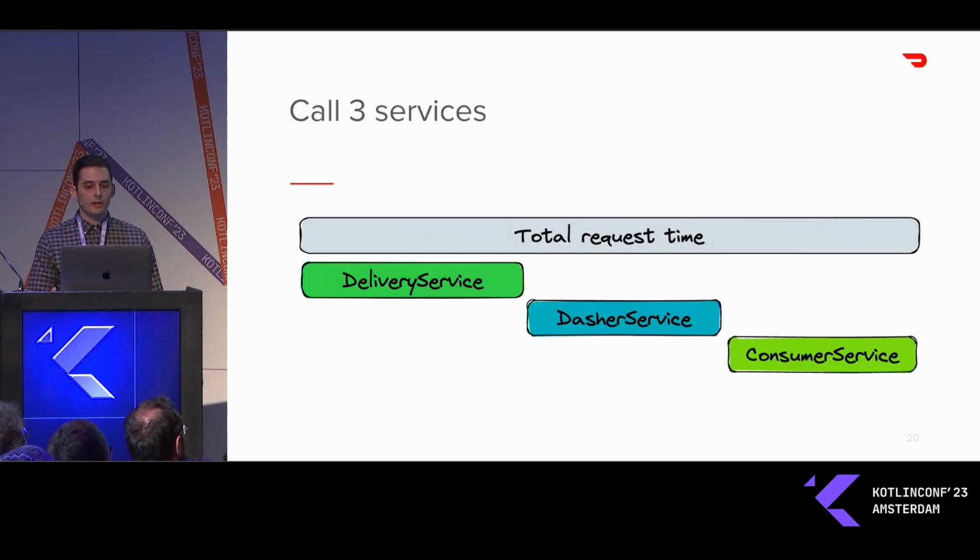So we can implement our API by calling 3 services. First, we'll call delivery service, and that'll return the dasher ID and the customer ID. And then we can call Dasher service to get the Dasher name and customer service to get the customer name. For now, we're not going to worry about making requests in parallel. That'll come later. So we can just call each service serially.